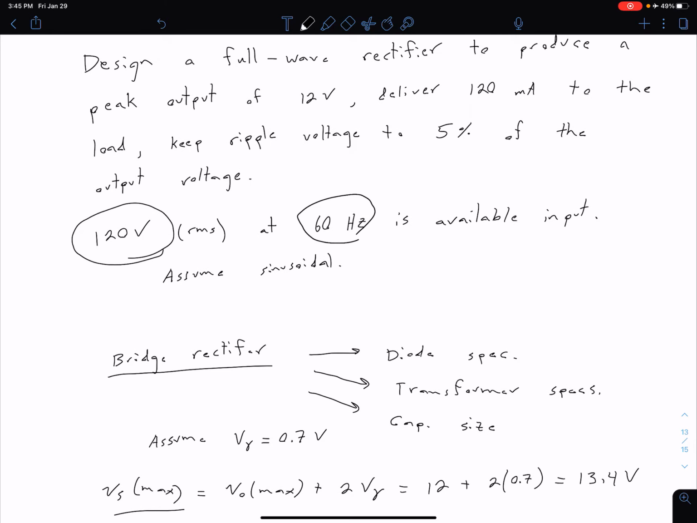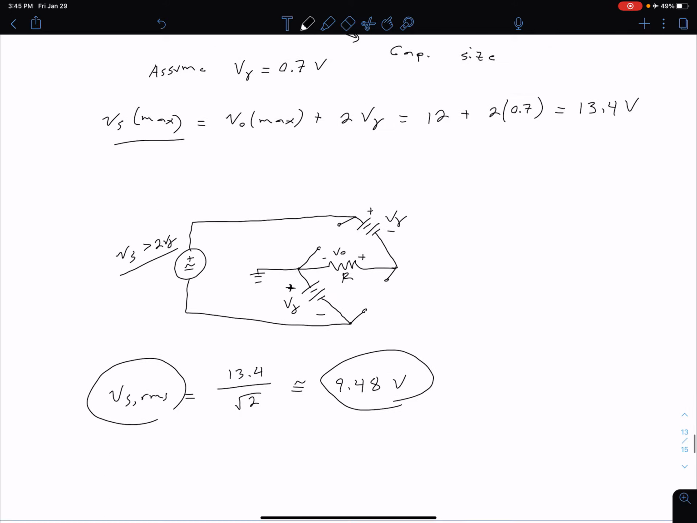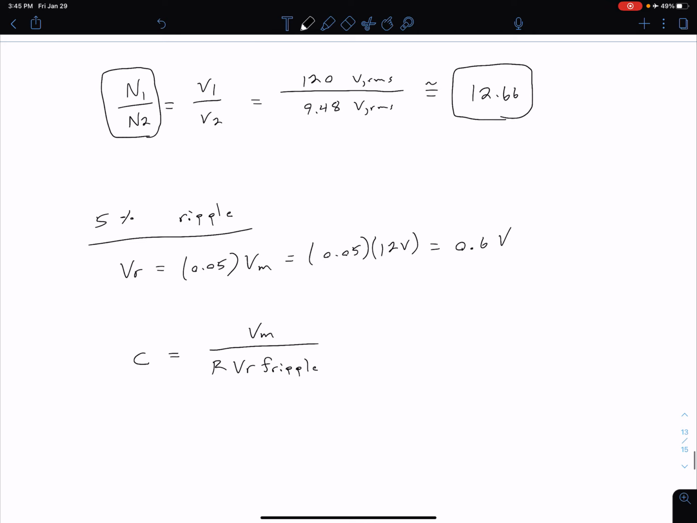We also know our Vm, that's our 12 here. We know our V ripple, that's what we were designing for, but nowhere in here do we have any mention of an R value. So what do we do about this R value?